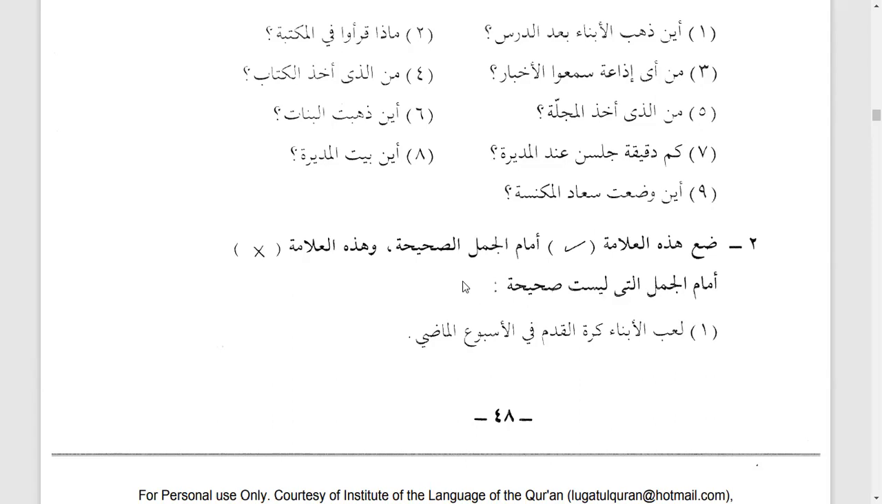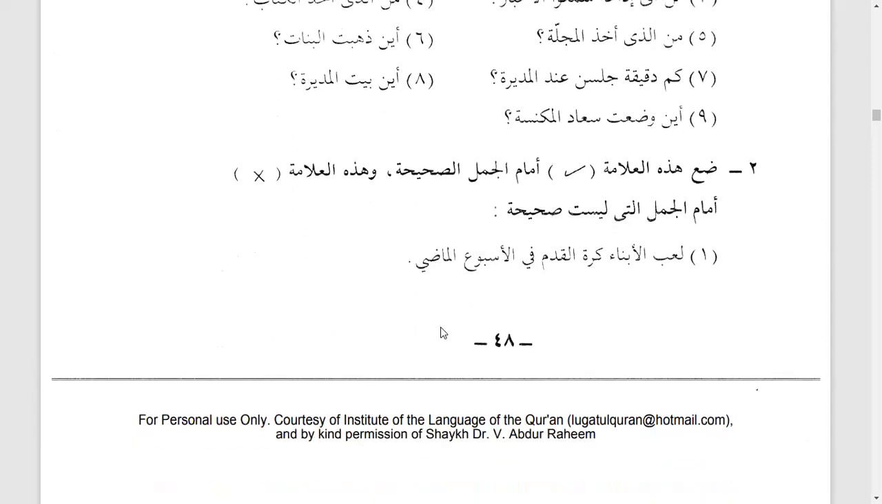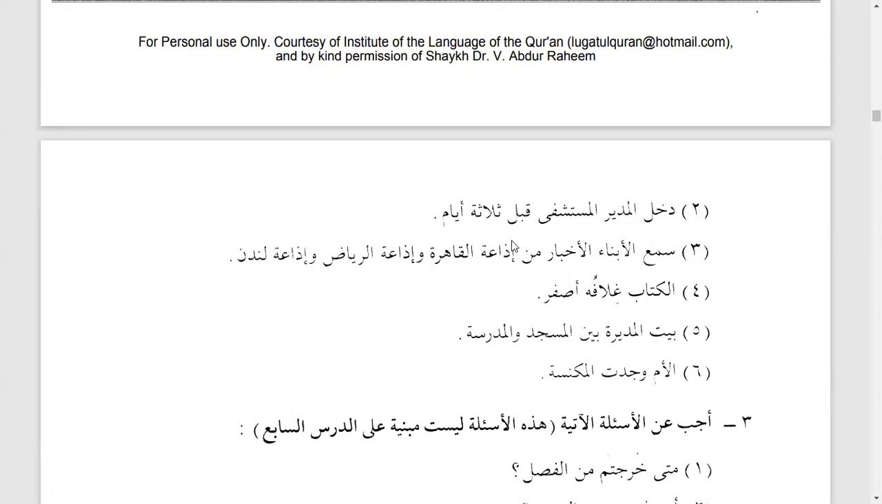هذه العلامة أمام الجمل الصحيحة. So we have to put the check sign in front of the correct sentences, and وهذه العلامة, which is the X sign, أمام الجمل التي ليست صحيحة, in front of the sentences that are not correct. Okay, لعب الأبناء كرة القدم في الأسبوع الماضي. So the sons played football during the last week. Right, sir? Are you sure? Number one. No, sir, they played basketball, so this is غير صحيح. Okay. دخل المدير المستشفى قبل 3 أيام. The manager was admitted to the hospital 3 days ago.